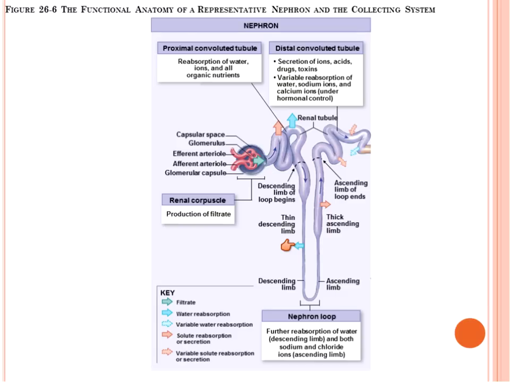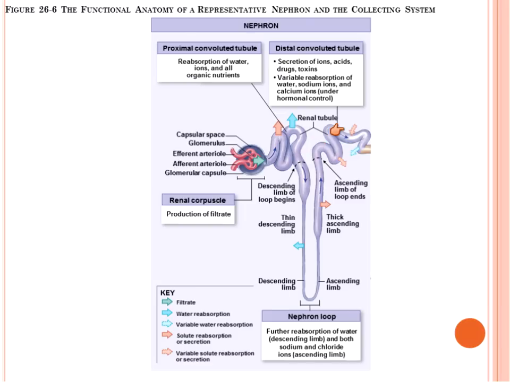So remember, water follows salt. So the more of these sodium and chloride ions that are reabsorbed, the more water that's going to be reabsorbed on this descending loop. When we get to the distal convoluted tubule, we're going to have the secretion of ions, acids, drugs, and toxins. So we're going to have some things coming back in.